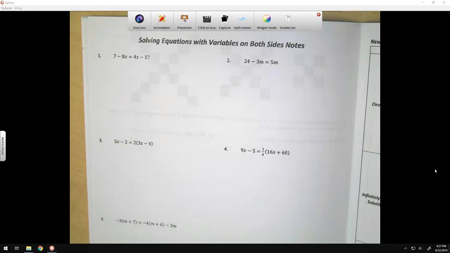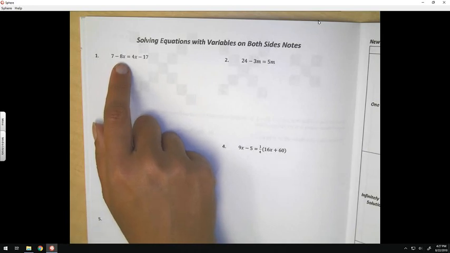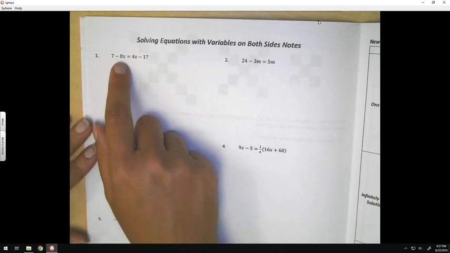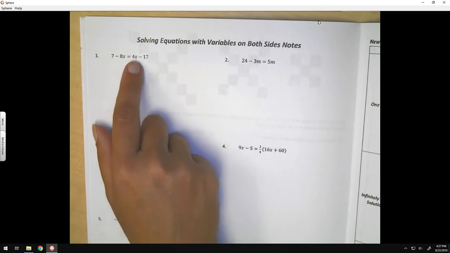Hi everybody! So in today's video we're going to be looking at equations that have variables on both sides. So if we look at example 1, the only difference between the equations we've already been solving and the equations we're going to focus on today is that these equations have an x on both the left side and the right side of the equal sign.